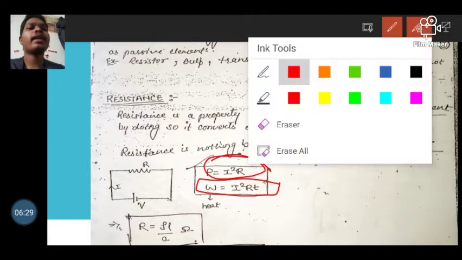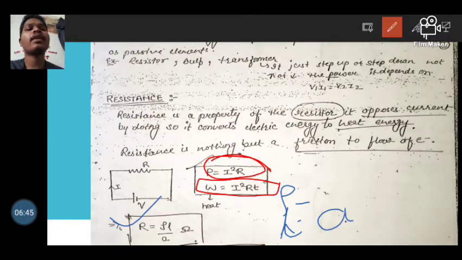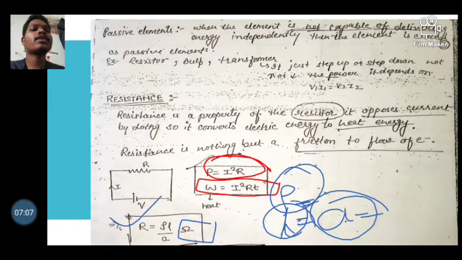Resistance can also be written as R is equal to rho L divided by A. Here rho is the resistivity, L is the length of the conductor, and A is the area of the conductor. Please write all this down so that you will be able to understand it. Rho is the resistivity of the material, L is the length of the conductor, and A is the area of the conductor. And resistance is represented in terms of ohm. Okay, so next, come to the next slide.